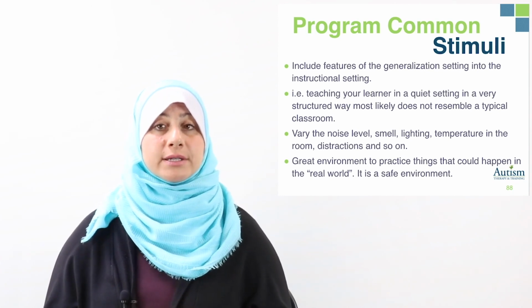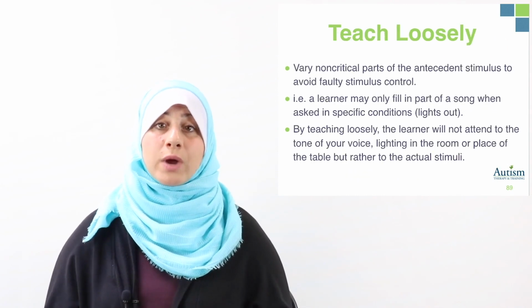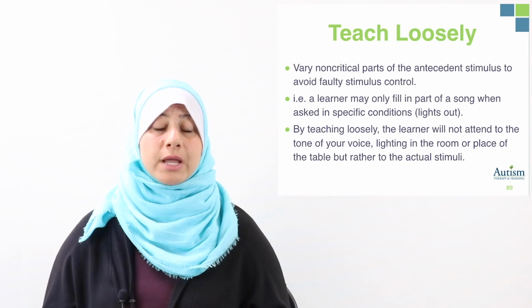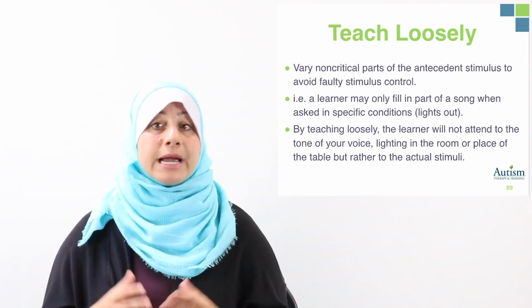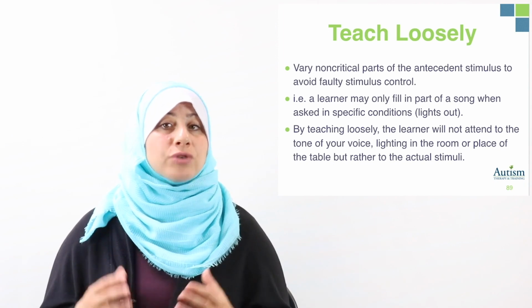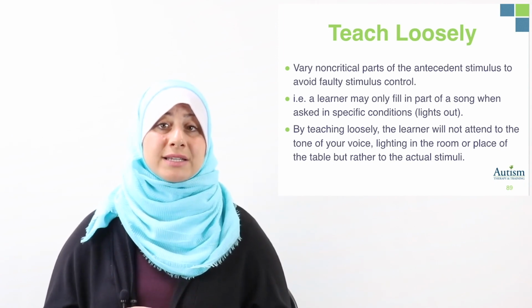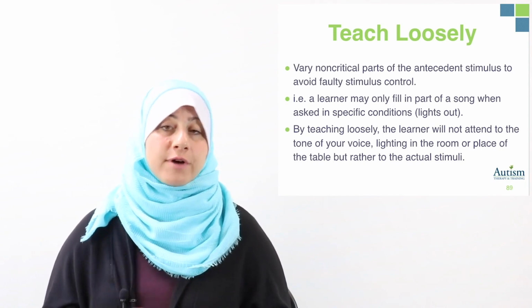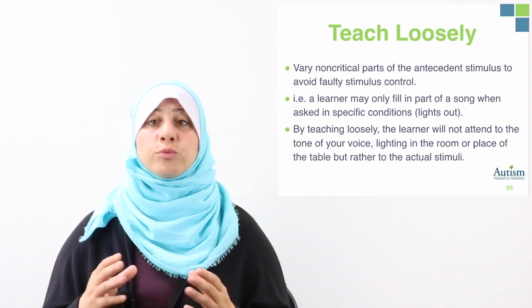For instance, teaching your learner in a quiet setting in a very structured way most likely does not resemble a typical classroom. Vary the noise level, smells, lighting, temperature in the room, distractions, and so on. This is a great environment to practice things that could happen in the real world. It is a safe environment. You want your teaching environment to feel like the real environment.